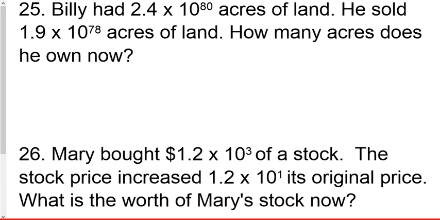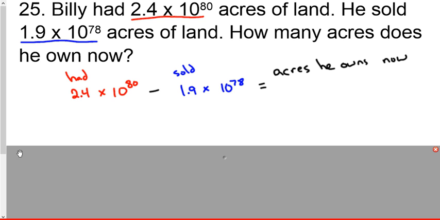Okay, so on 25, Billy had a lot of acres of land and he sold some. How many acres does he have now? Sounds like subtraction to me, so let's set it up. So here's how many acres he had. This is how many he sold, which means we need to take this amount away from what he had for the new amount, the acres he owns now.